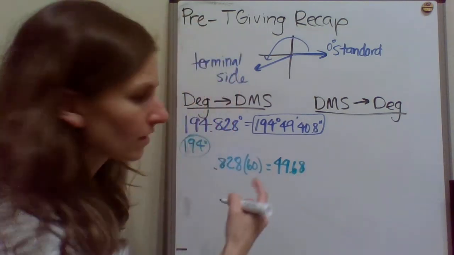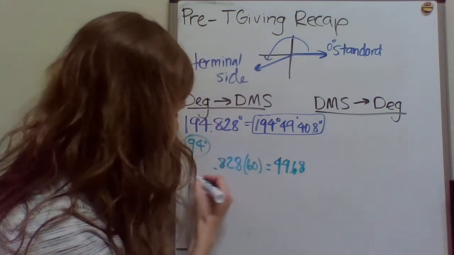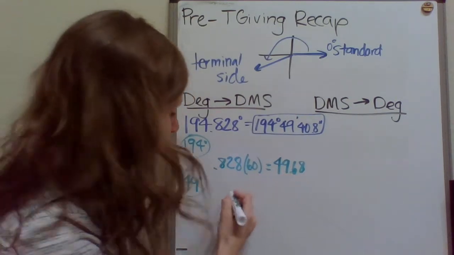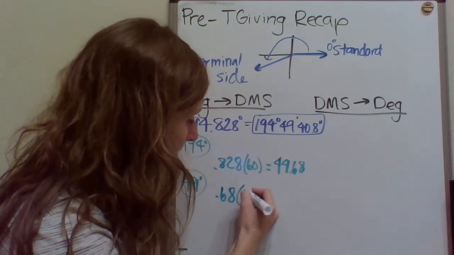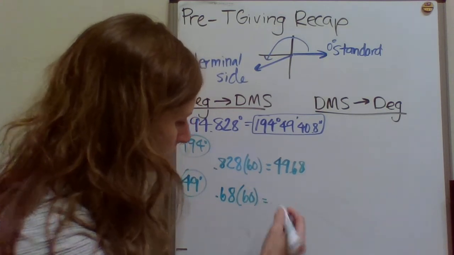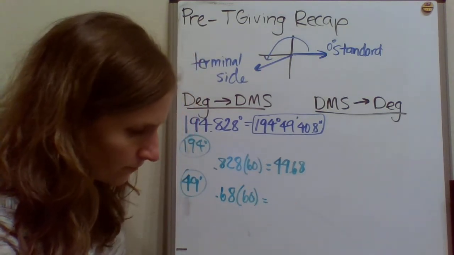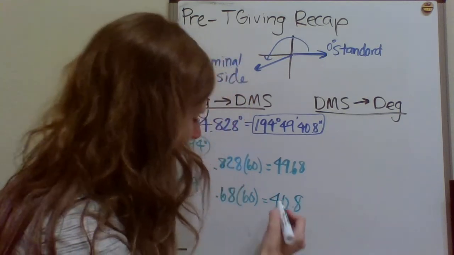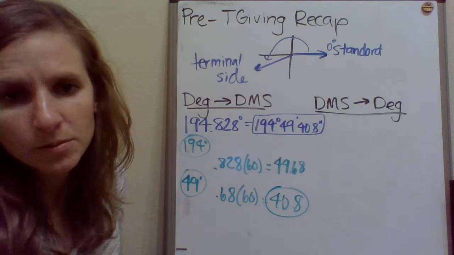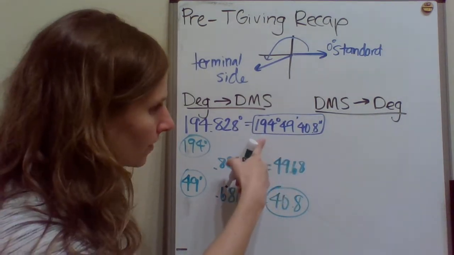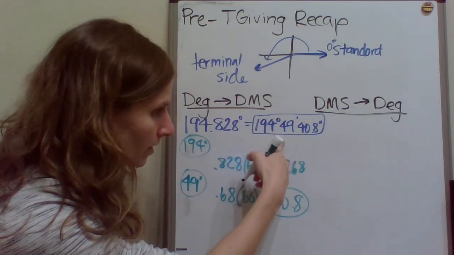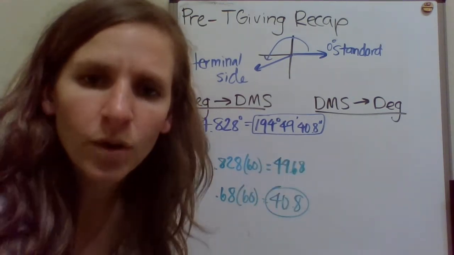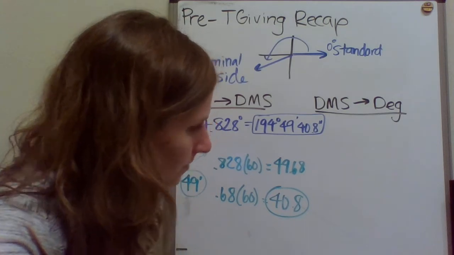49.68. So that implies that we're going to have 49 minutes, and then you're going to take the 0.68 there, multiply it by another 60. So that's going to be 40.8, and that's where the seconds comes into play. And again, that's the same answer we should have gotten there. 194 degrees, 49 minutes, 40.8 seconds. And it's okay if that seconds is in a decimal as well. You're going to see that occur sometimes.